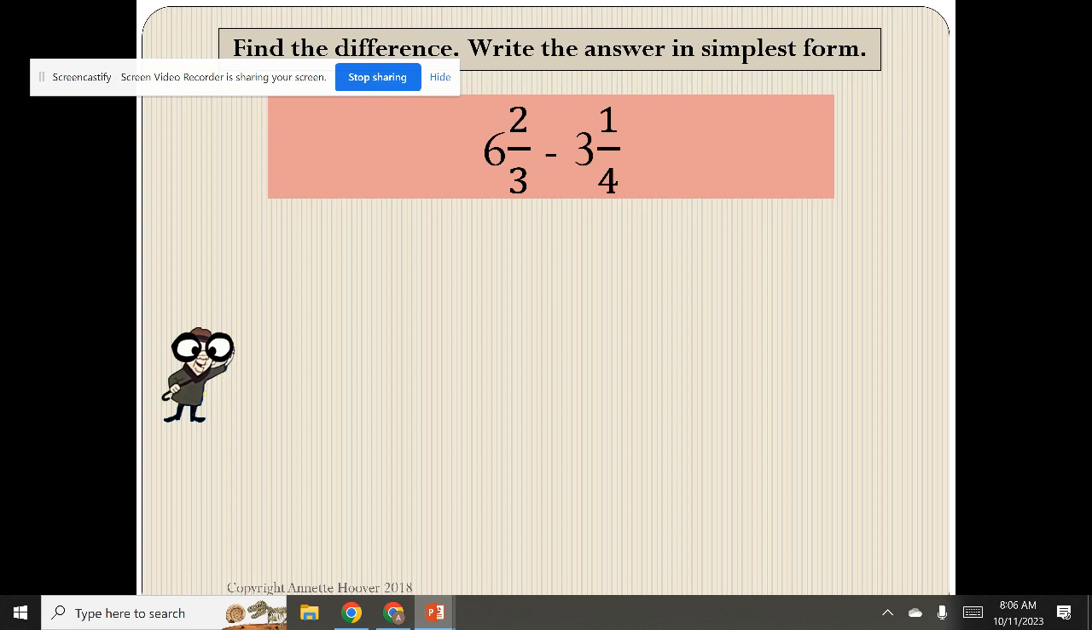So now we just have to subtract 80 minus 39. And if you can do that mentally, fantastic. If not, you can do it this way, and it's 41. So that's 41 twelfths. Now, if you can count by 12s, 12, 24, 36 is the closest you can get to 41, so that's 3 wholes. And 41 minus 36 would be 5. So our final answer is going to be 3 and 5 twelfths.